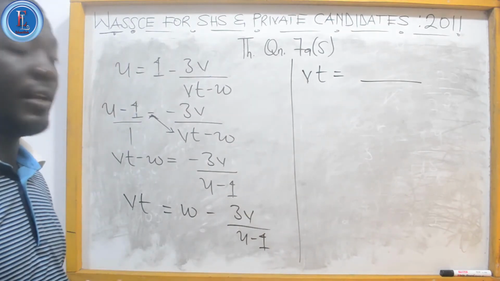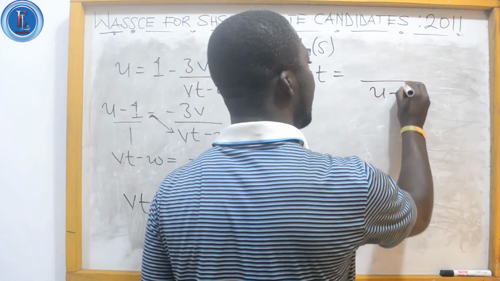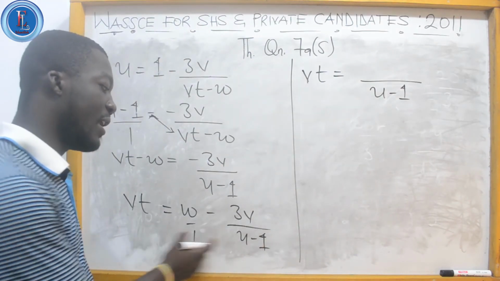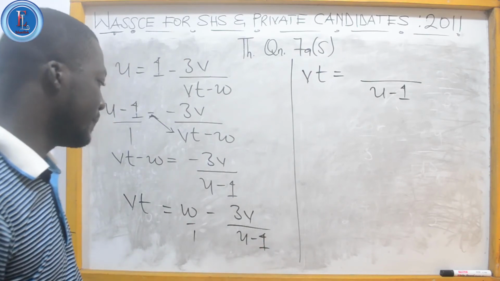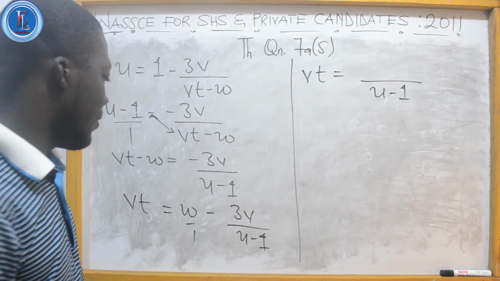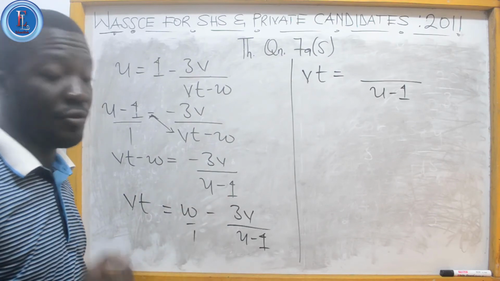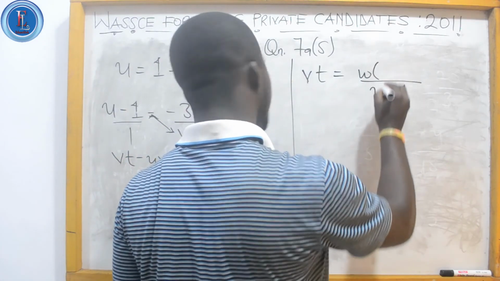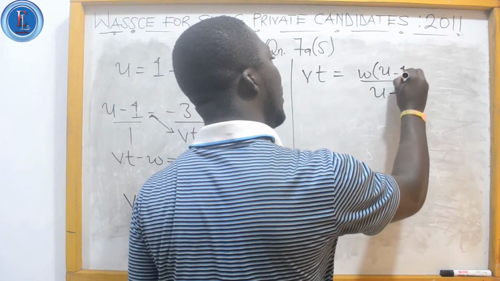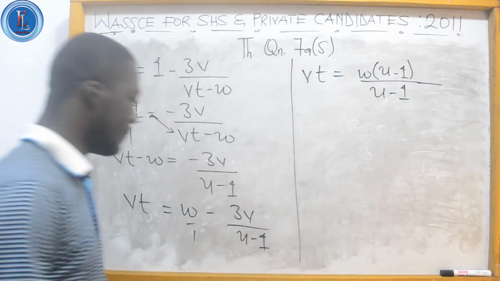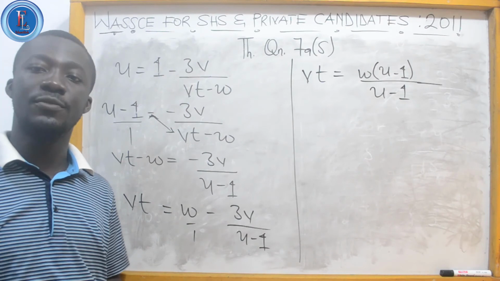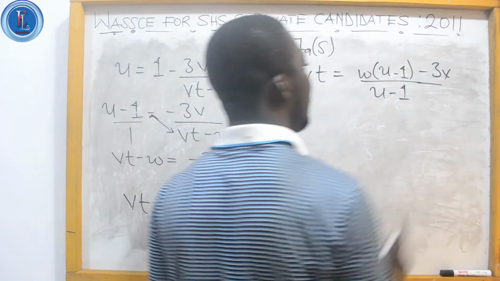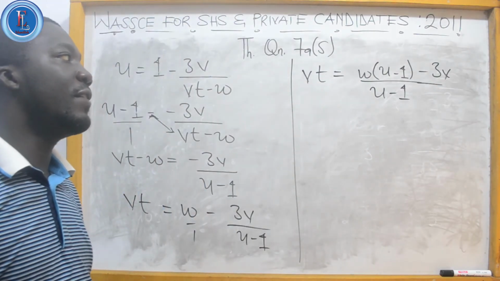the least common denominator, which is U minus 1. We have U minus 1, and here is divided by 1. So 1 goes into U minus 1 is U minus 1. Then we multiply that one by the W. So W into bracket U minus 1. Let me extend this. Then U minus 1 into U minus 1 is 1. Then we'll be left with minus 3V, as we have over there.